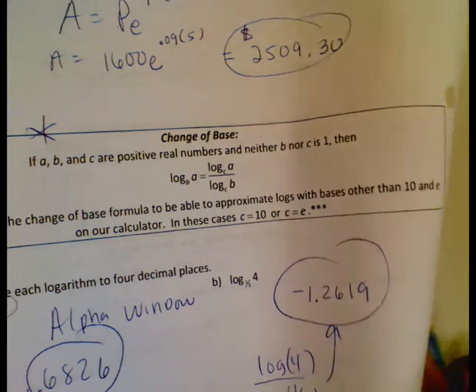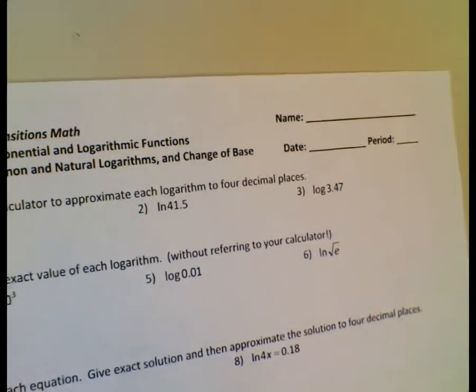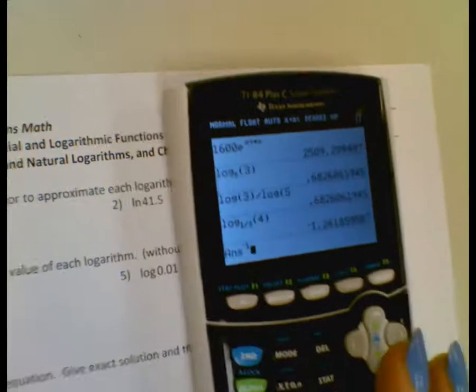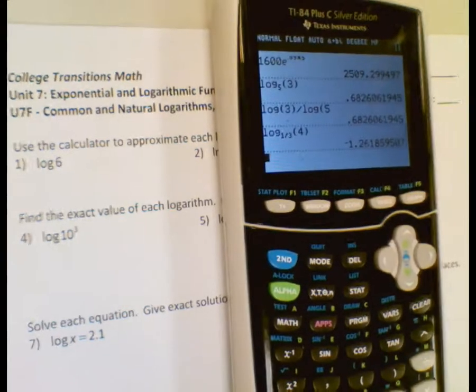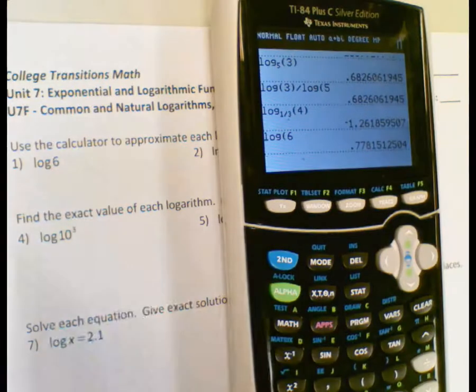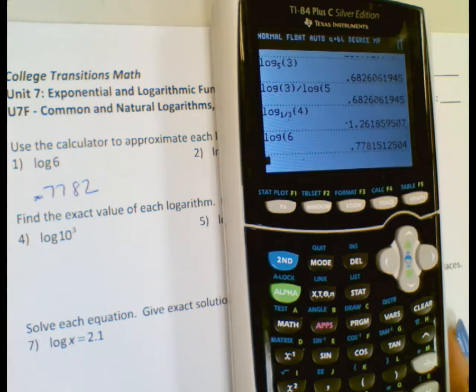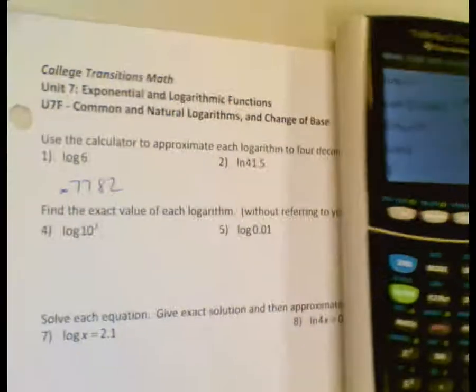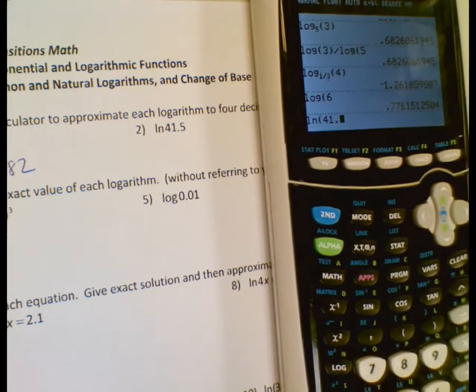Now this time, I'm not going to make 2 separate videos. I want to continue doing the homework. It's just one side. Use the calculator to approximate each logarithm to 4 decimal places. We're using our calculator, people. Let's do it. Log 6. 0.7782. Next problem. Natural log of 41.5. So natural log 41.5.